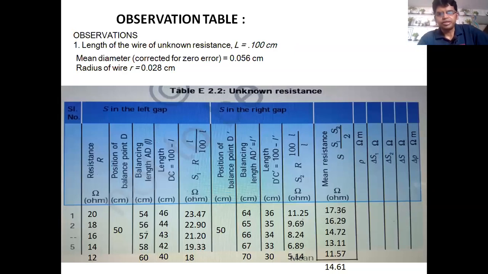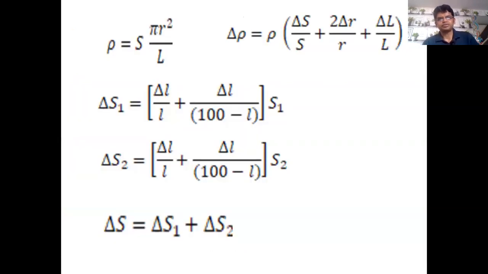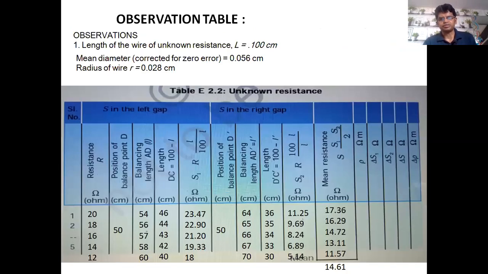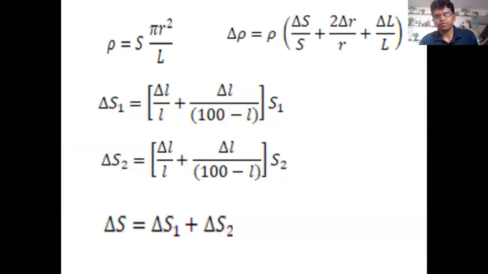Then you want the mean resistance, S. The calculation is S is equal to S1 plus S2 by 2. Now the remaining calculations: first density, then delta S1, delta S2, delta S and delta P. One equation is density P is equal to S into pi R square by L. You have the value of S from the table, the mean resistance. Pi you know very well, 3.14. R is the radius and L is the length, which is 100. So you get the value of density.